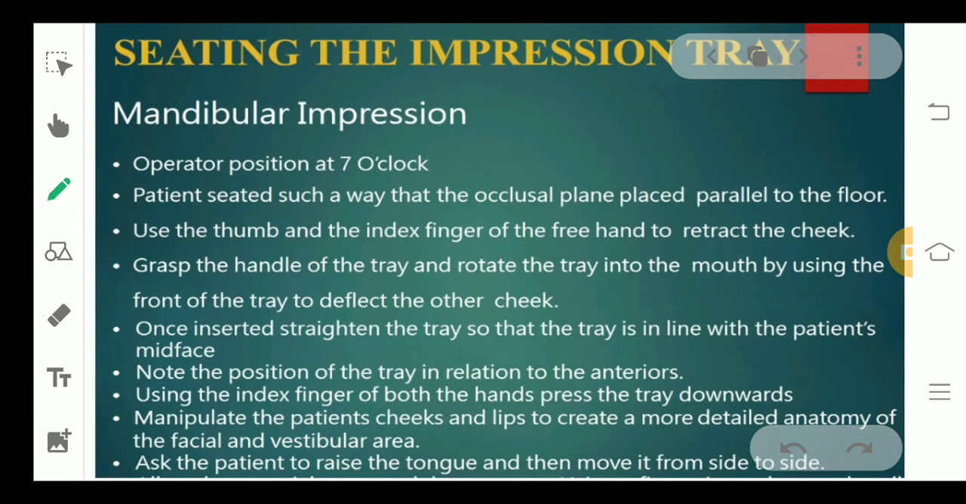Now the mandibular impression. In case of the maxillary impression, the operator's position was 11 o'clock; here it is supposed to be 7 o'clock. The patient is seated in such a way that the occlusal plane is parallel to the floor. Use the thumb and the index finger of the free hand to retract the cheek, the same point. Grasp the handle of the tray and rotate the tray into the mouth by using the front of the tray and deflect the other cheek.